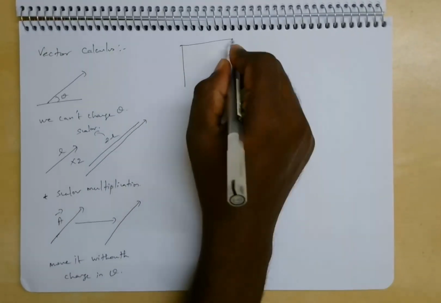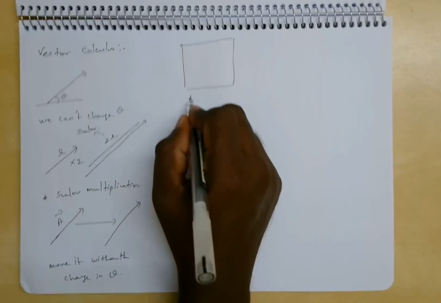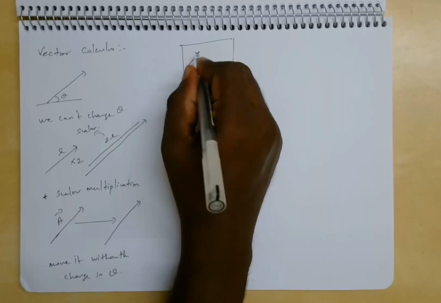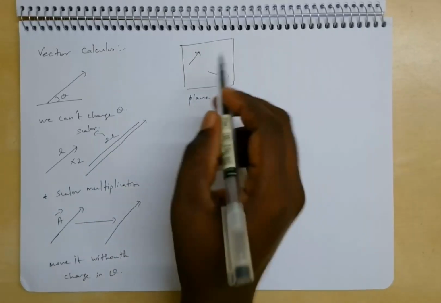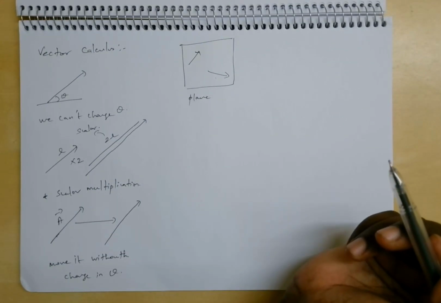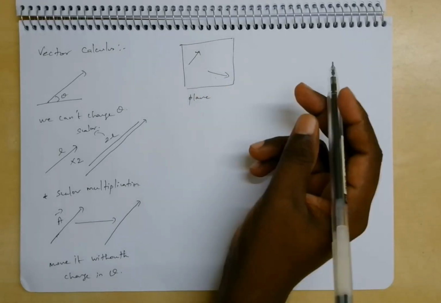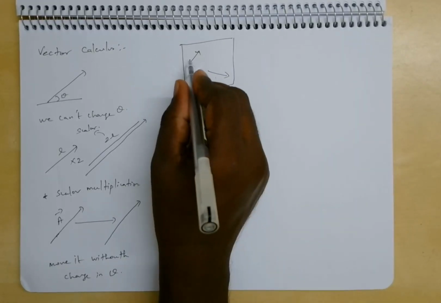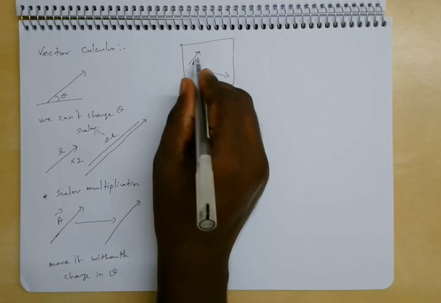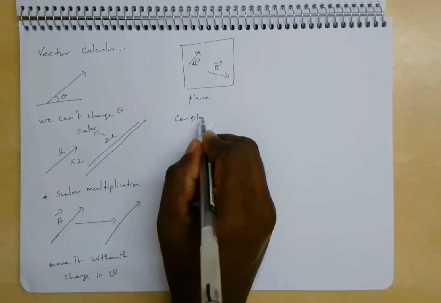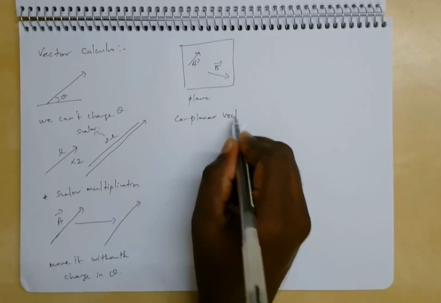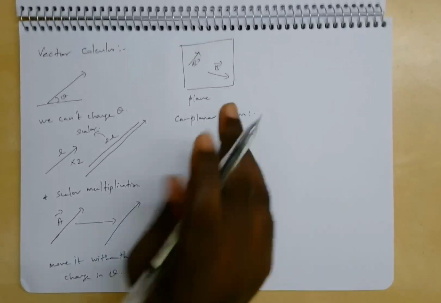Let's take this as a plane. Here is a vector and here is another vector. Can I call them part of this plane? So these two vectors are called coplanar vectors. What's the definition? They should lie in the same plane.